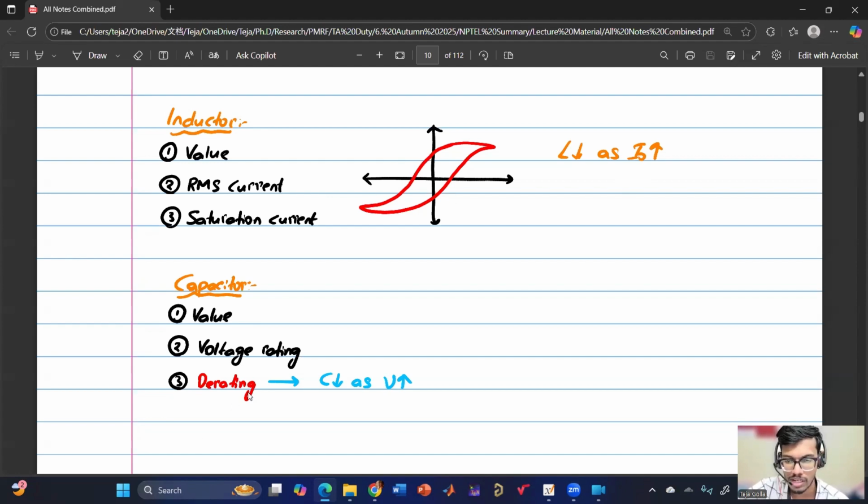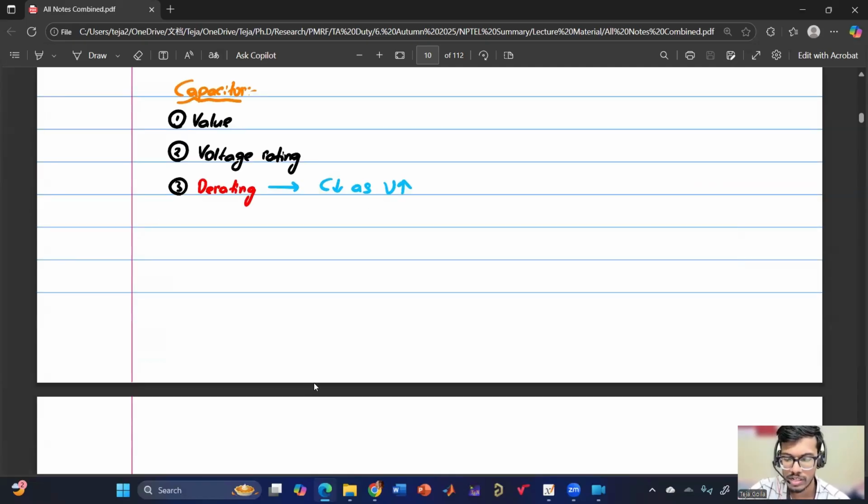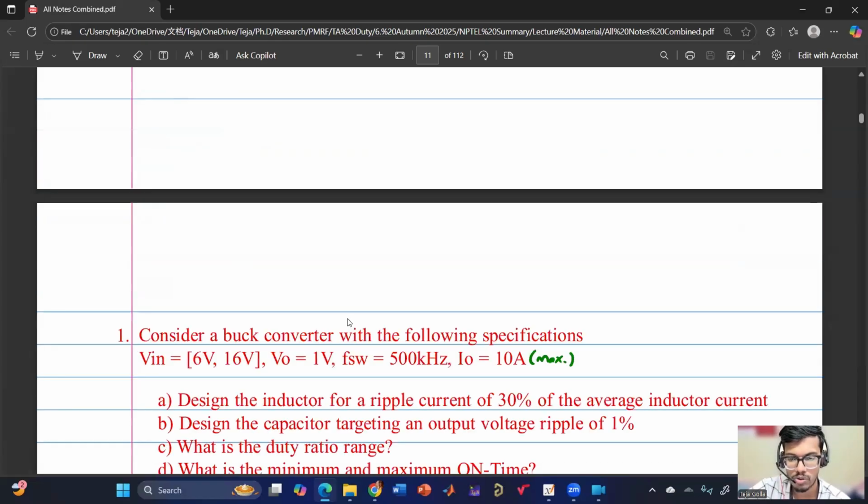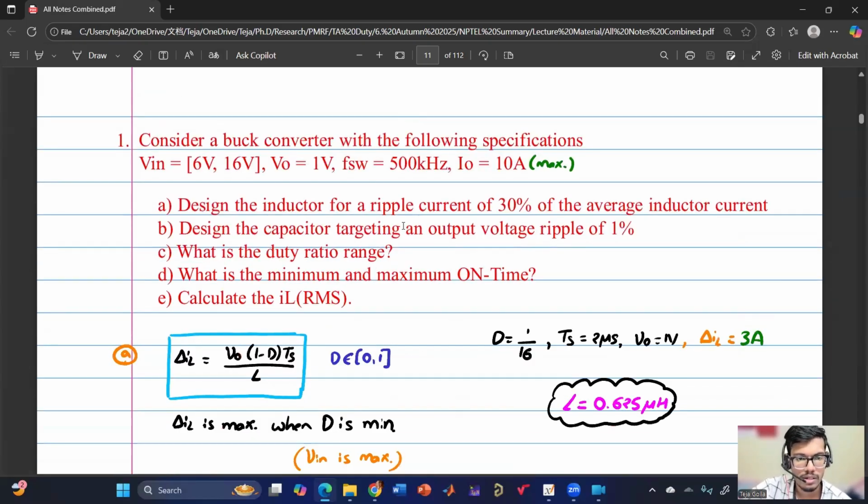Here it is called derating of the capacitor. So if the voltage is high, then the capacitance value will become very, very small. So you need to consider that derating also while designing the capacitors. And if you have any doubts, you can go through that lecture where I have shown how to select the capacitors.